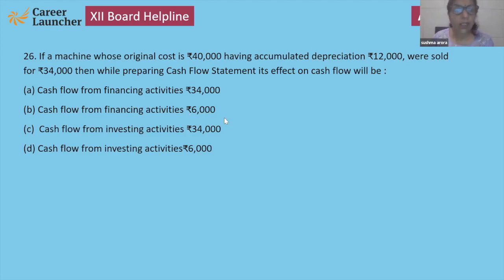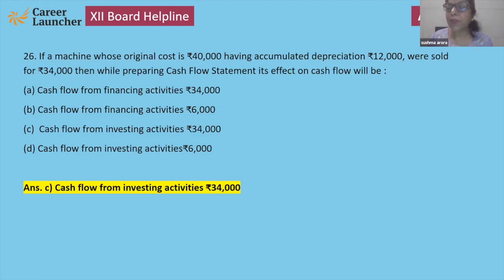Yes, children, the answer is simple. No need to make the account. Simply, sale is given as 34,000. It means it is an inflow from investing activity. Use the elimination theory. Financing activity will not be there, so cut these two. Think about these. Investing activity 6,000? No, because total sale is of rupees 34,000. Next.